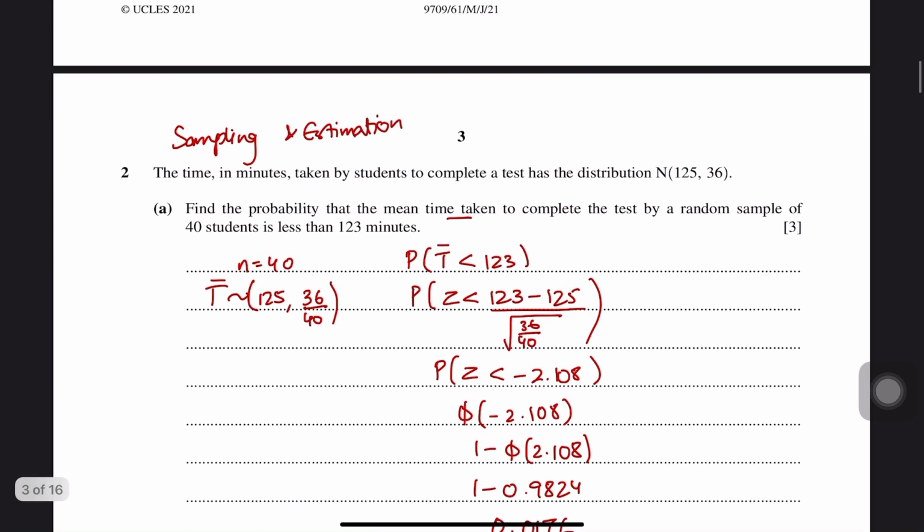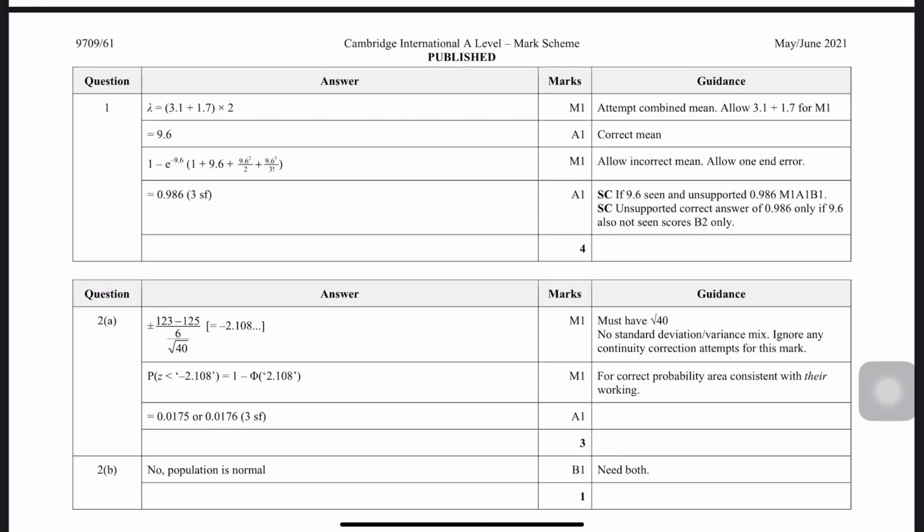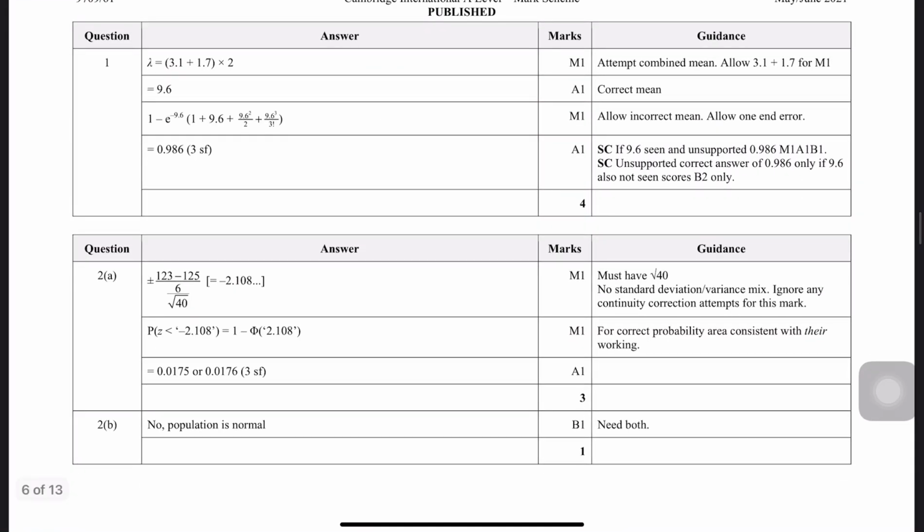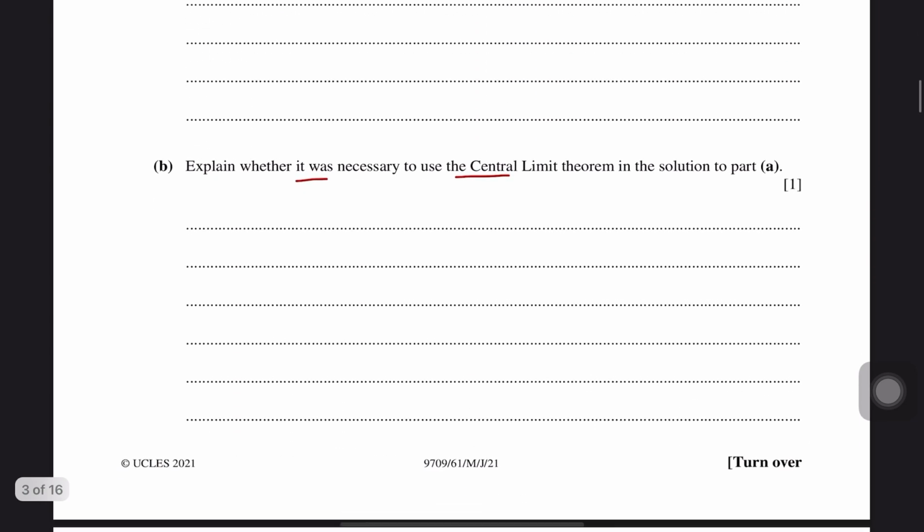Explain whether it was necessary to use the central limit theorem in the solution to part A. Now, since the original distribution is already normal, I don't need to use the central limit theorem. So no, it's not necessary because the population is already normal.